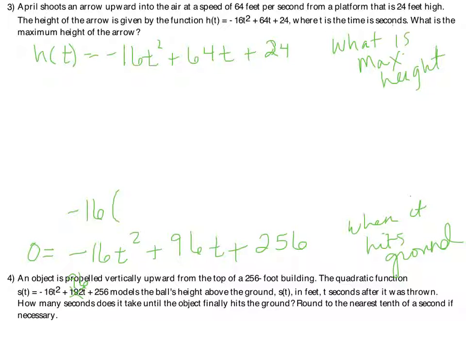I can't take a t out because they don't all have t. 256 doesn't have a t. So you end up with t squared. 96 divided by negative 16 is negative 6. And 256 divided by negative 16 is negative 16. Right? Yeah, right here. I second guess myself. Oops, I need a little t right here. T squared minus 6t equals 16.